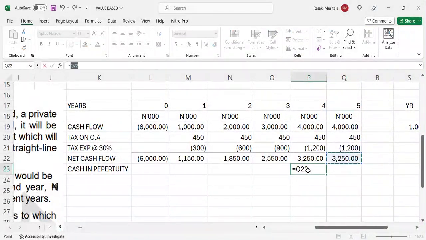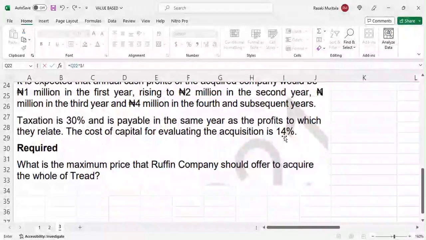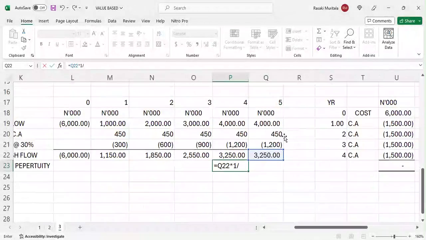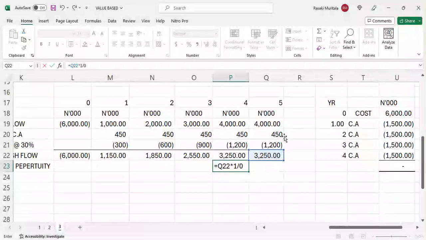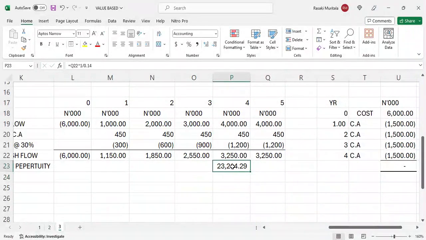This future cash we're expecting, multiplied by 1 divided by what? The discount rate. The discount rate is 14%, which is 0.14, so divided by 0.14. And that is it. We have been able to calculate the cash flow into perpetuity here.